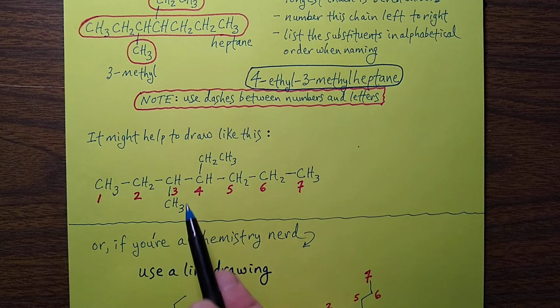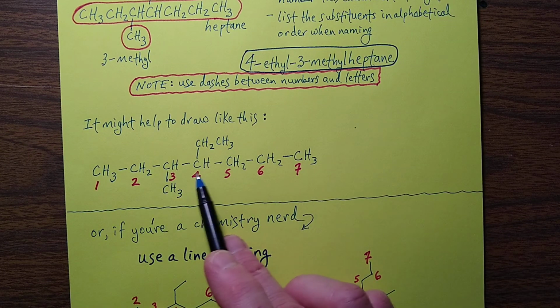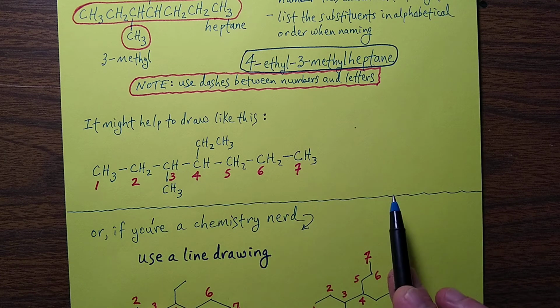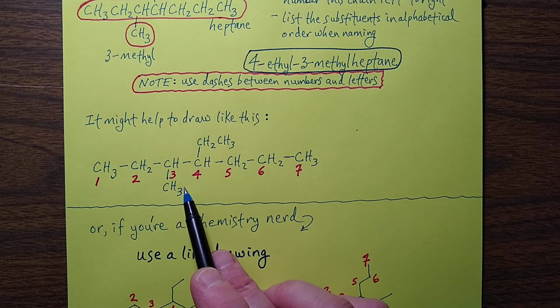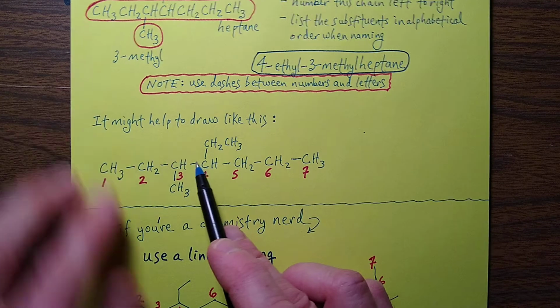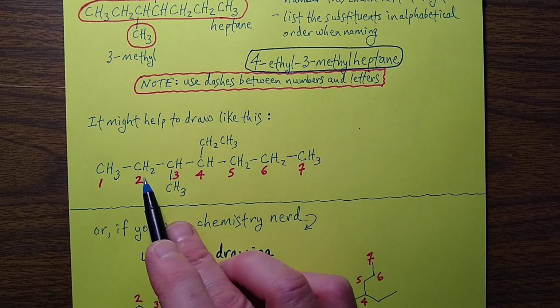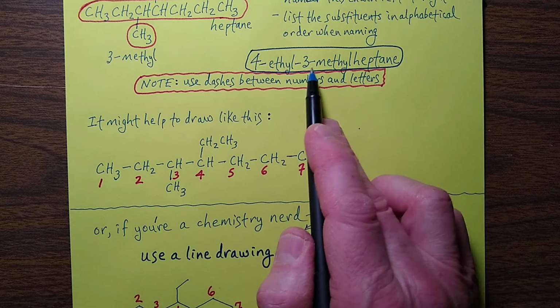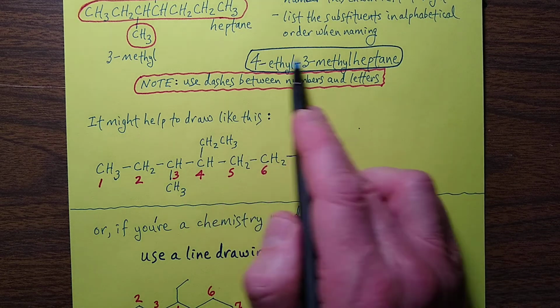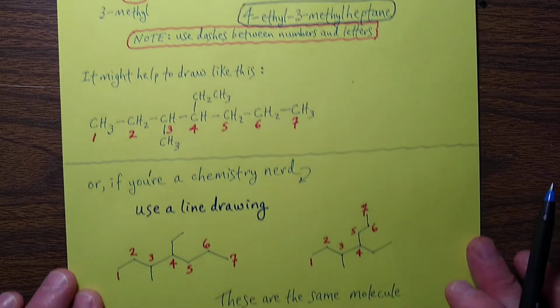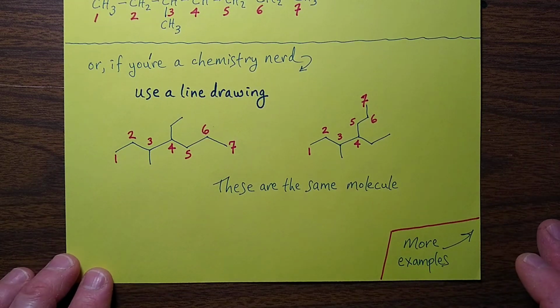It might help to draw it like this. Here's a sort of a combination of a fully expanded Lewis structure and a condensed formula. Same structure, but now it's spread out so it's a little easier to see. 1, 2, 3-methyl, 4, I have an ethyl group, but I've alphabetized them. Or if you're a chemistry nerd, you like to draw line drawings.